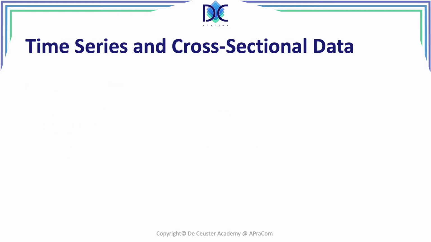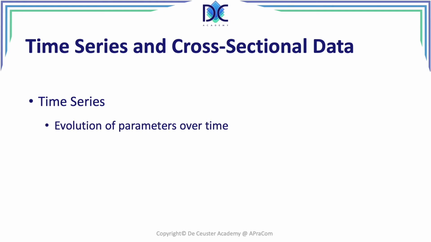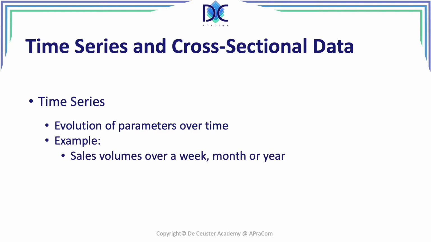Called time series and cross-sectional data. Time series relate to evolution of parameters over time. In business, time series are used to evaluate, for example, sales patterns. What has been done, what has been sold over time. So we're looking over a certain time and we want to see how certain parameters are evolving. Like I said, sales volumes over a week, month or year are typical examples.